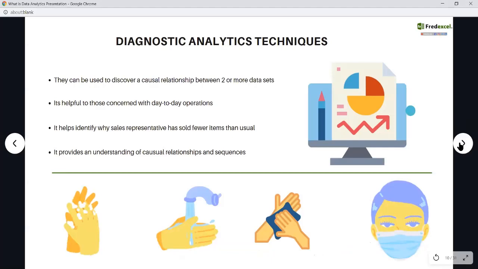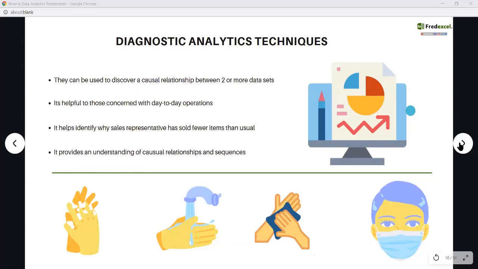Okay. Now with diagnostic analytics, it can be used to discover a causal relationship between two or more data sets. It's also helpful to those concerned with day-to-day operations. And it also helps to identify why a sales representative has sold few items.